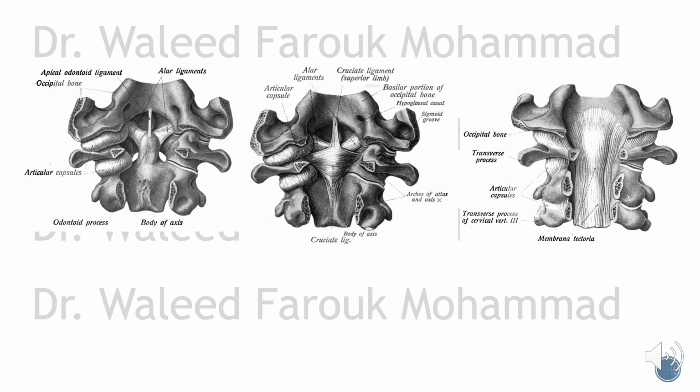Now this joint is the atlanto-occipital joint. It's classified as synovial pivot. Pivot means you get rotatory movement in the joint. So this is one thing. Second, now we're talking about rotation here.